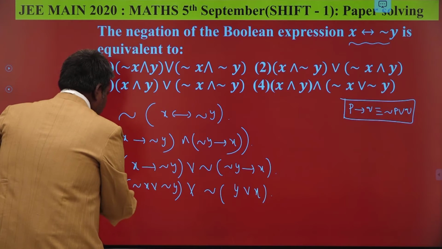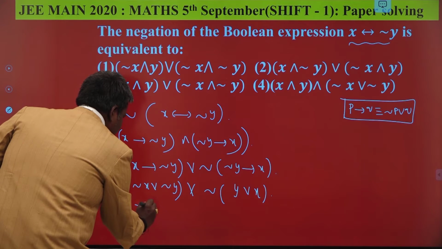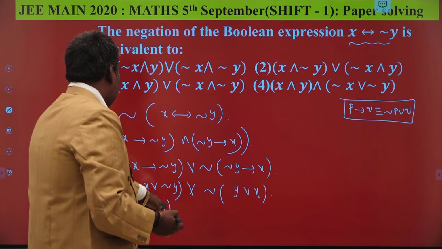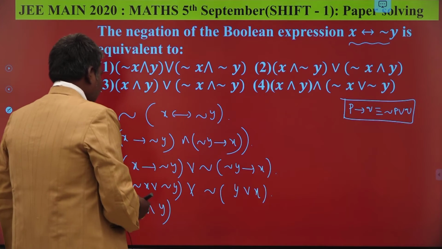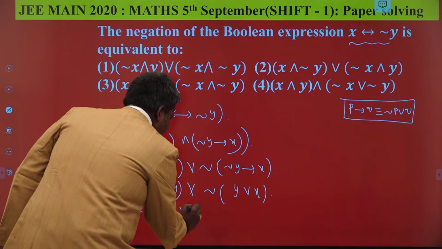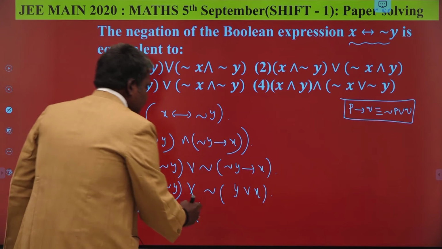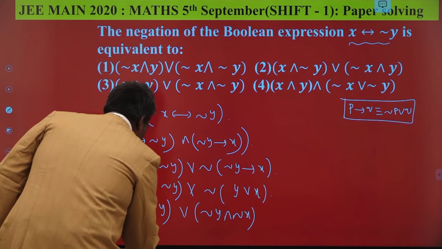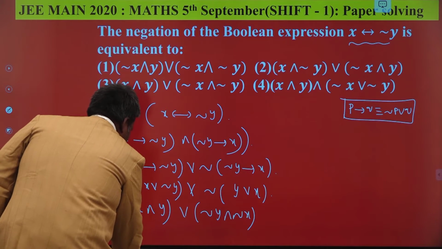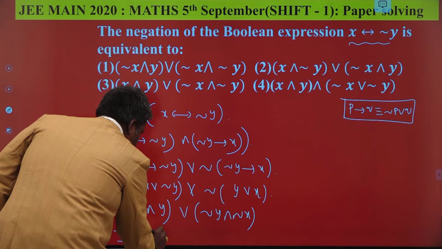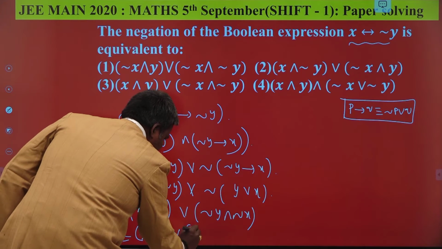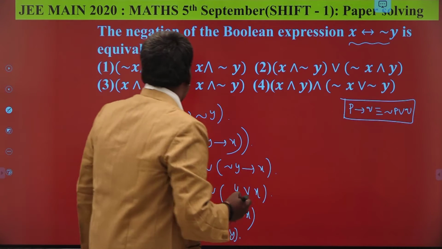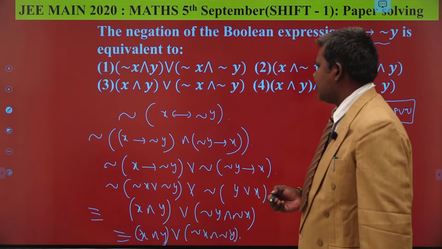So take the negation inside. The negation of x and y becomes, because the negation of y is nothing but y, and the negation of x is nothing but x. With the negation coming inside, that becomes the negation of y and the negation of x. This is the same as x and y are negation of x and negation of y.